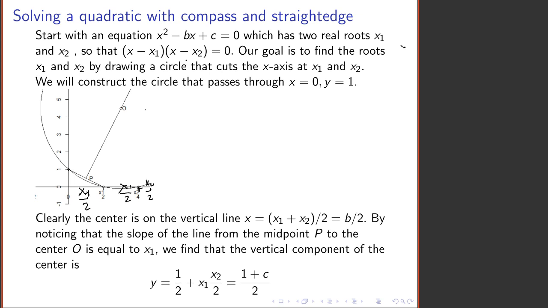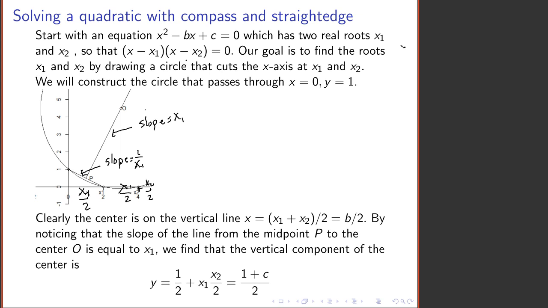If I look at this line, I can see that y changes by 1 while x changes by x1. So the slope of that line is equal to 1 over x1. If I look at this line, well, it's the perpendicular bisector of the segment that it intersects at P, and therefore its slope is the reciprocal of 1 over x1. So for this line, the slope is equal to x1.